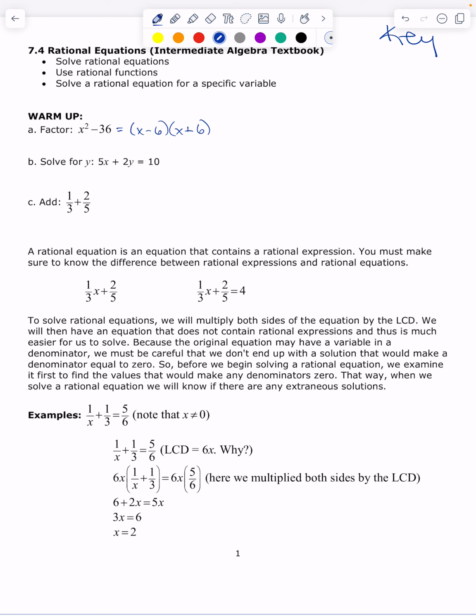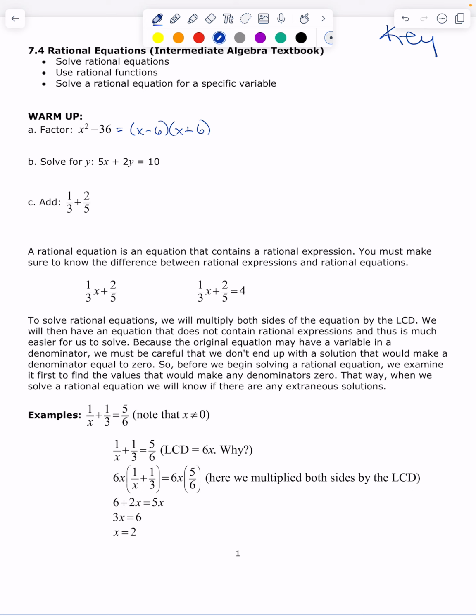A, we want to factor x squared minus 36. X squared is a perfect square, 36 is a perfect square. This is a difference of 2 squares, which always factors the same way. The square root of the first minus the square root of the second times the square root of the first plus the square root of the second. And it really doesn't matter what order we have those in.